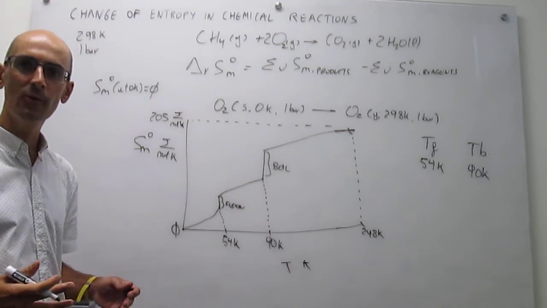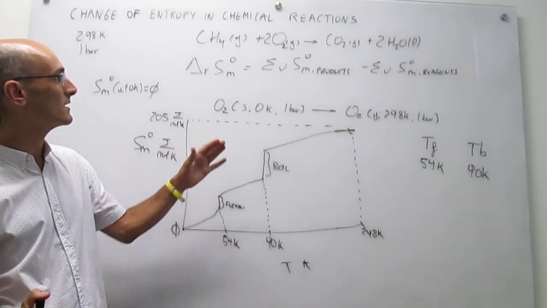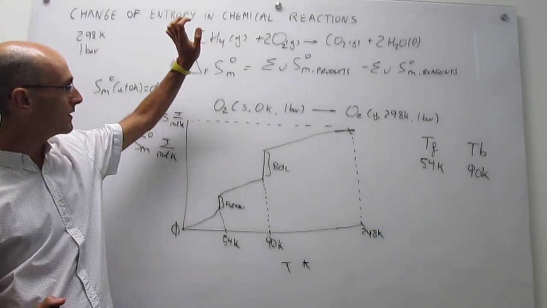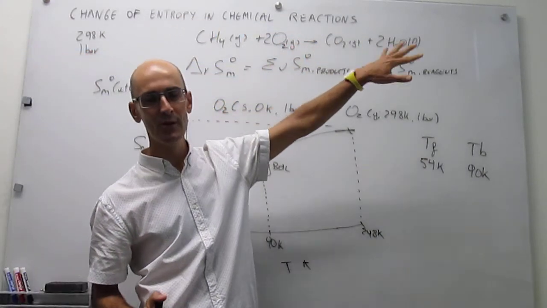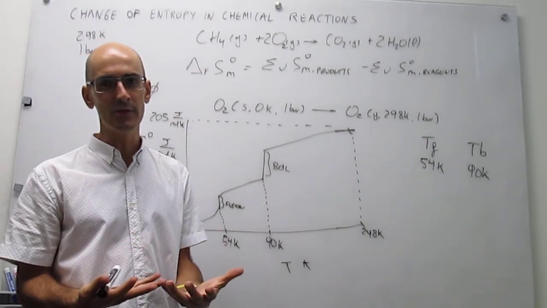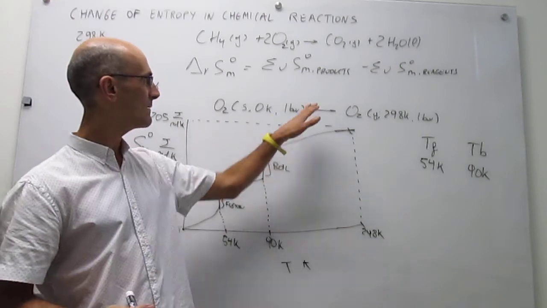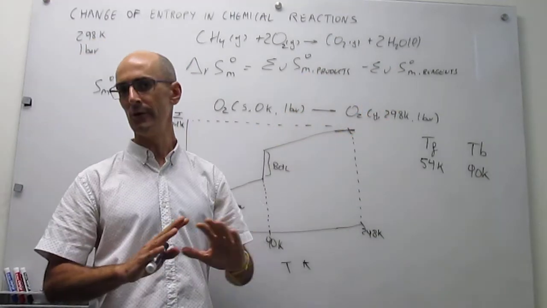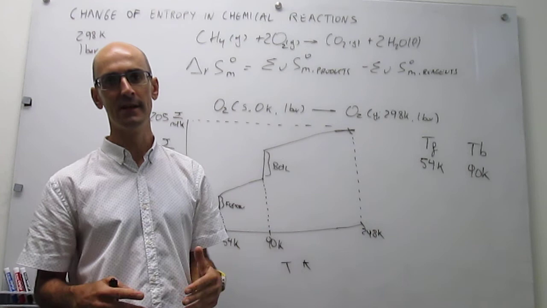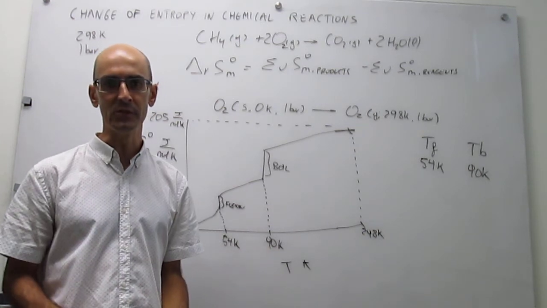Like this, you can proceed with any substance of your choice. You can do the same thing for methane, for CO2, for liquid water. And what that means is that you're going to have thermodynamic tables that provide these absolute molar entropies for all substances that you're interested in, generally at 298 Kelvin under standard conditions, which is 1 bar.